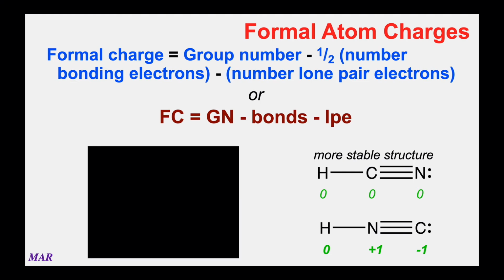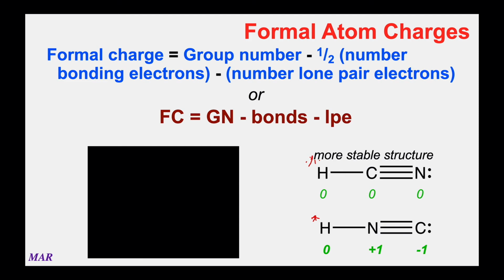If you have the formula HCN, there's actually 2 different combinations of atoms that could make that structure. And on the right-hand side here, you can see both of them. The top one is HCN, hydrogen cyanide. And the bottom one, which is HNC, is hydrogen isocyanide. And the question might become, well, which of these is more stable? Well, what was done in the video is they found the formal charge for the H, C, and N in both cases. And in green, under the 2 structures, you can see what the results were.